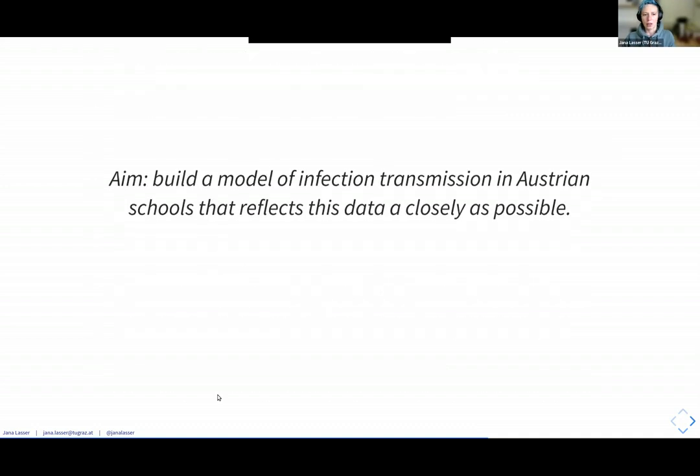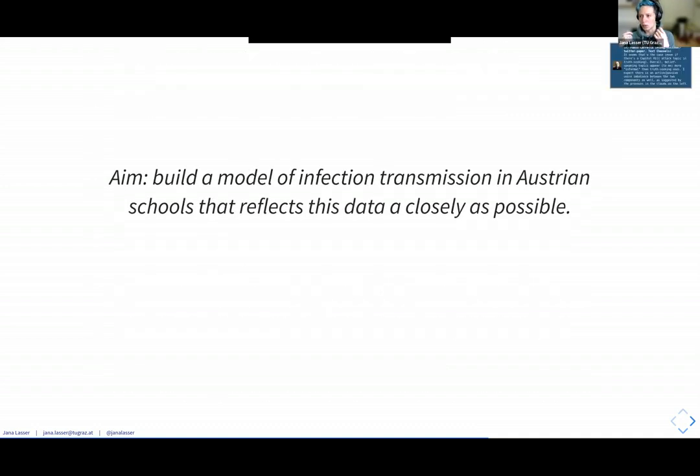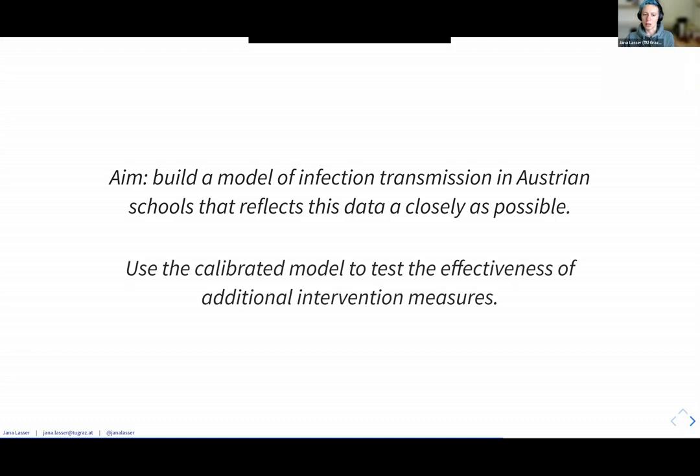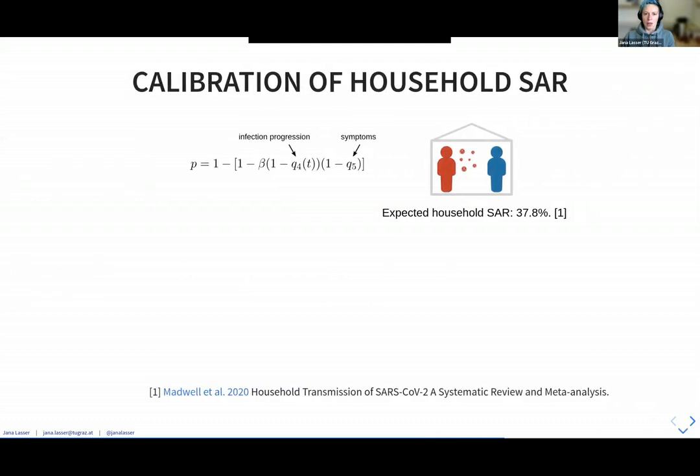All right, now our aim is to use this information to build a model of infection transmission in schools that reflects this data that I just showed you as closely as possible. And then we want to use this calibrated model to test the effectiveness of additional intervention measures on top of that, similar to the talk you just saw, and I will just briefly touch on this in the end of my talk. So to calibrate the model, we tried to separate out the parameters a bit to not have such a high dimensional problem that we needed to search.